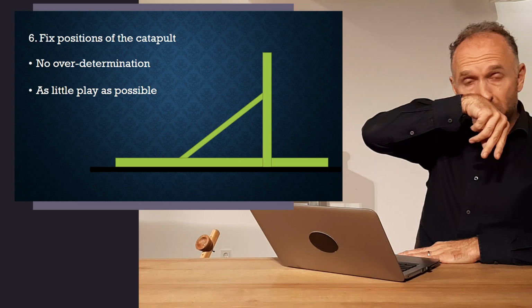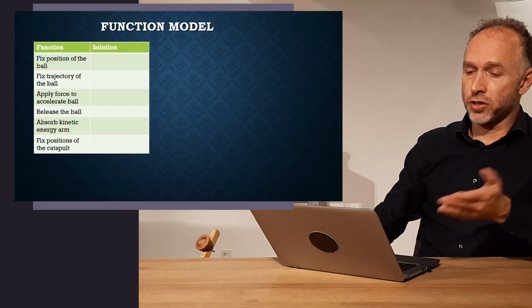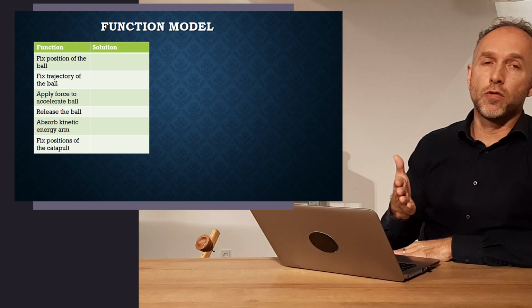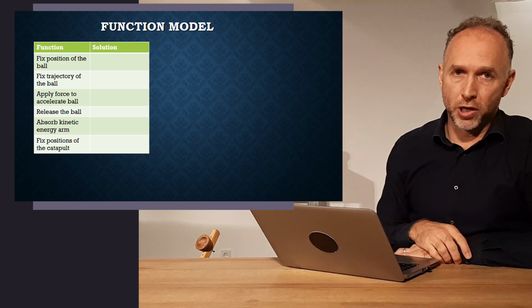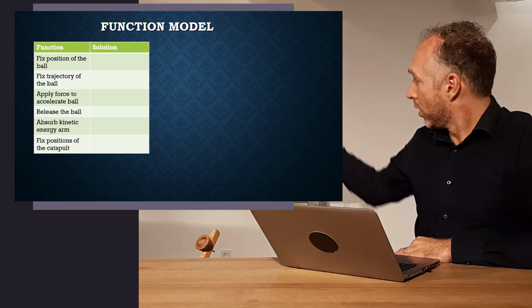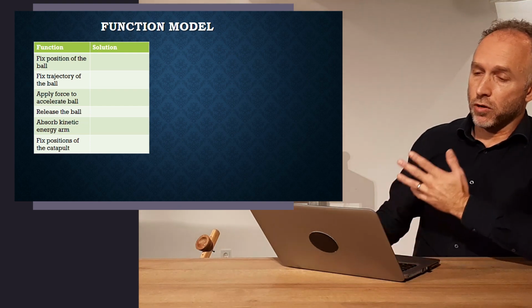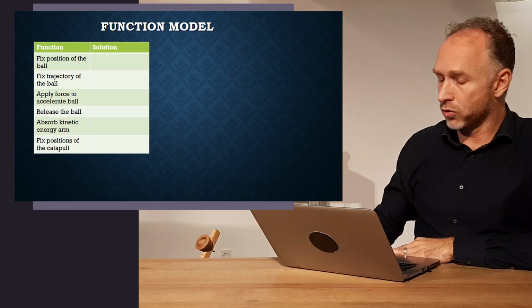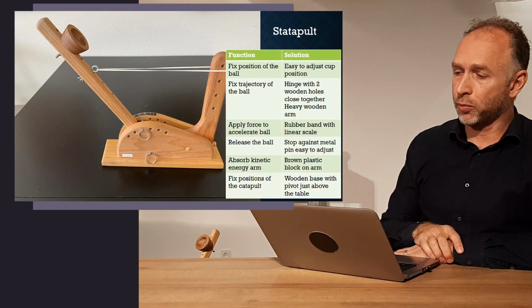We now have a function model of six different functions. Here we have our overview, and now we can use this overview to analyze our benchmark products. We go in the back there from right to left, but we will start with the teaching example I showed you earlier, the wooden catapult.